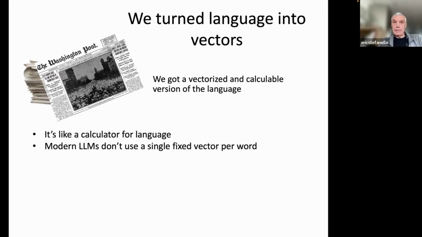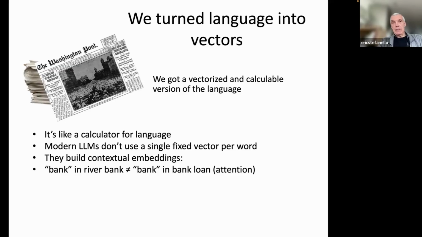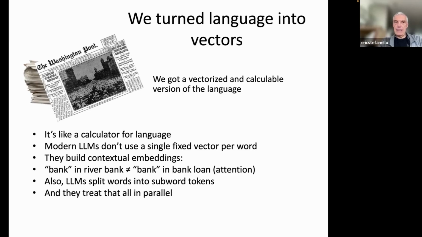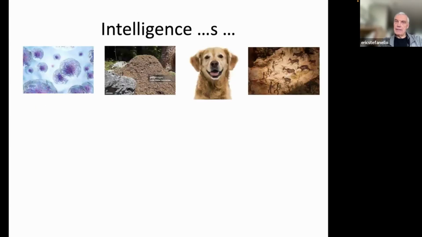Of course, modern LLMs don't use a single fixed vector per word. They also build some contextual embedding. That's what we call attention, because "bank" in "riverbank" is not the same as in "bank loan", and so on. LLMs split words into subword tokens, but at the very end, this is the way it works.